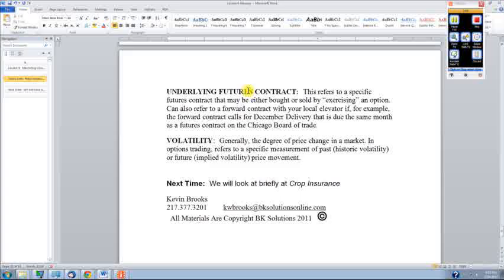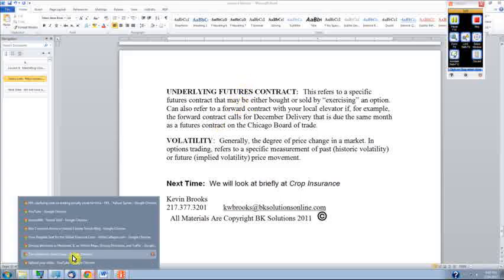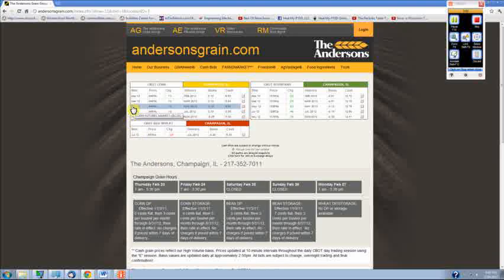Underlying futures contract, we've talked about that. Going back to the Anderson's group, let's say we're in February. So the underlying nearby futures contract is March 12th. If you sell grain for fall delivery in 2012, the underlying contract would be December 2012.